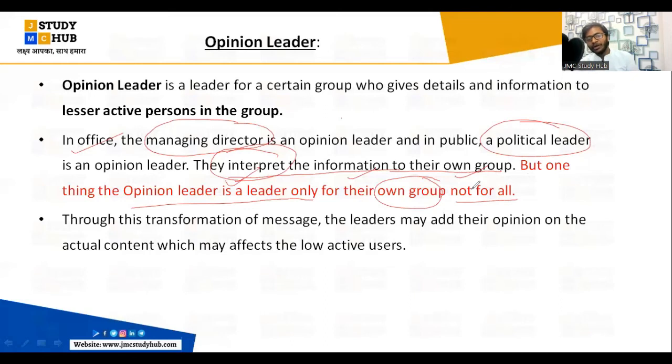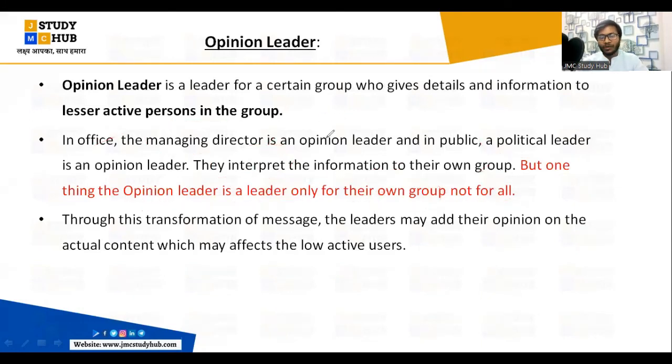If I am the opinion leader of the Aristotle batch, right, so I am making you aware, right. So this is what that opinion leader influences or gives the information, okay, to the group. Okay, so this is what the opinion leaders are about. So assertion reason questions can be here. In the assertion, a statement will be given to you that opinion leader is a leader only for their own group, not for all.